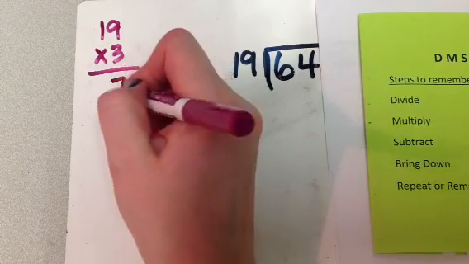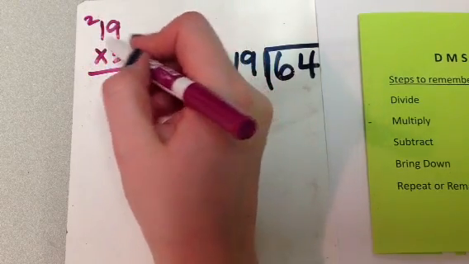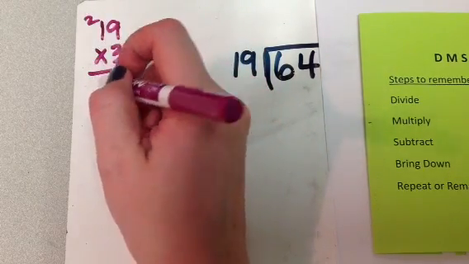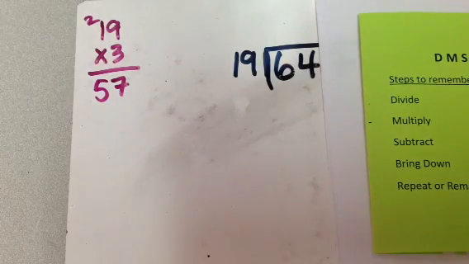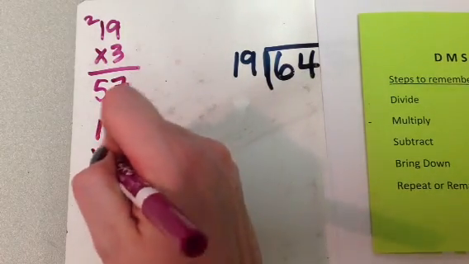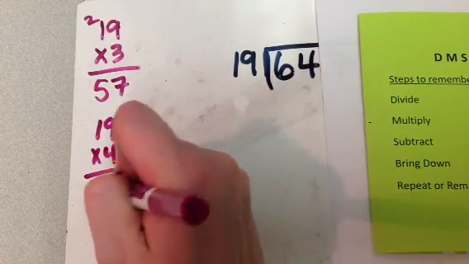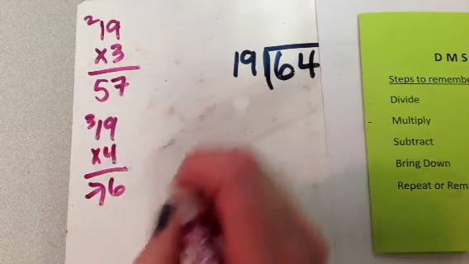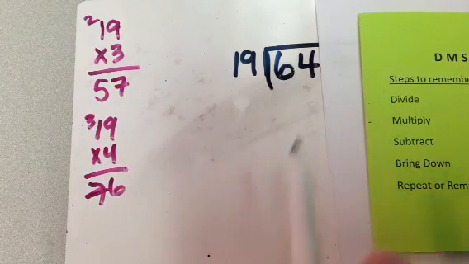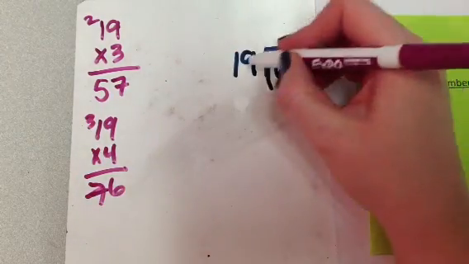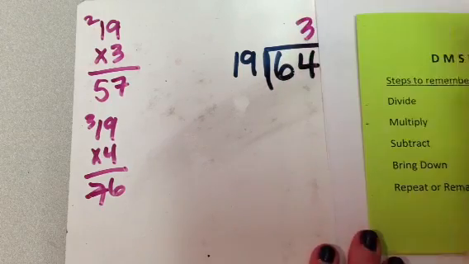3 times 9, 27, carry the 2. 3 times 1 is 3. 4 and 5, 57. Let me check. I'm just going to do 19 times 4 just to make sure. 36, yep, 76. Too much, too high. So I'm going to say 19 goes into 64 3 times.